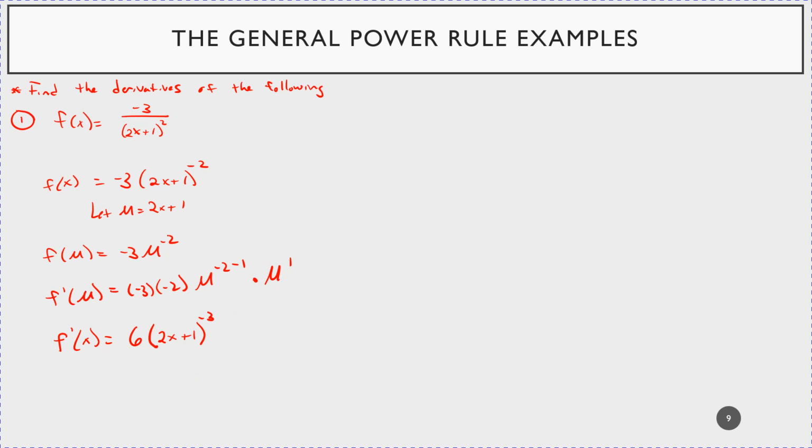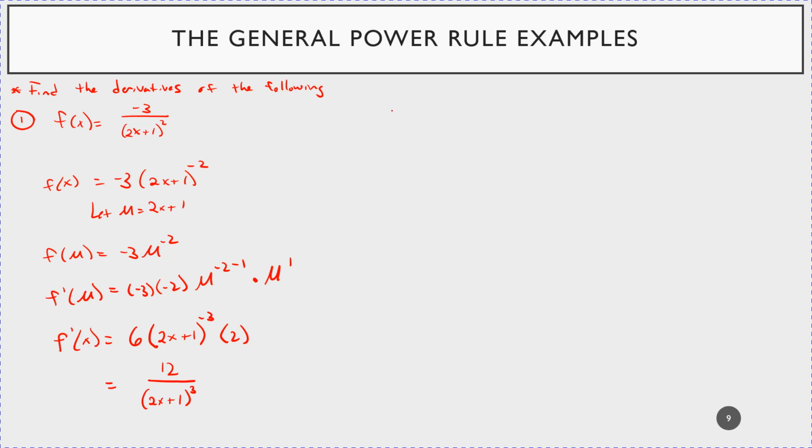And then what's the derivative of u? Well, look at the derivative of 2x plus 1. That's just 2. So this ends up being 6 times 2 gives me 12, and then I'm going to bring the negative exponent down, 2x plus 1 cubed.